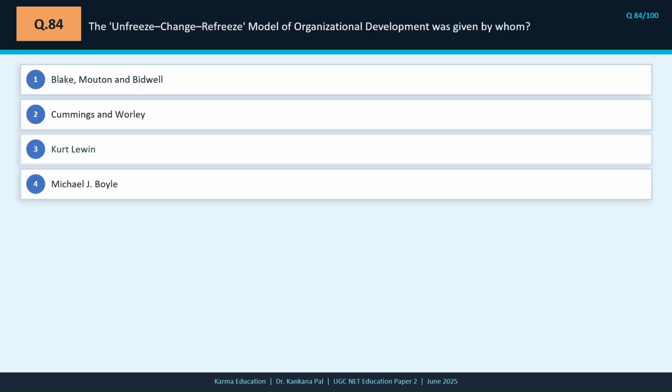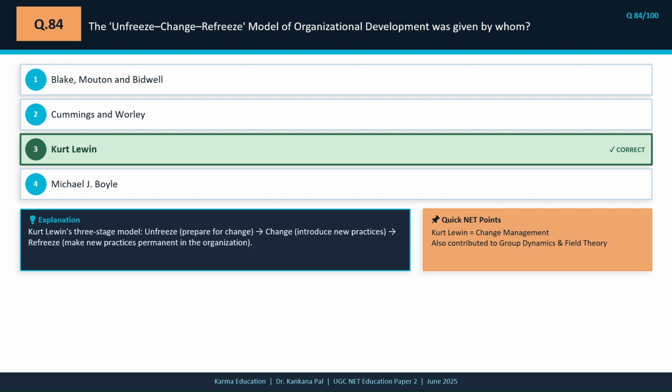Now let's move to question number 84. The unfreeze, change, refreeze model of organizational development was given by whom? Option 1, Blake, Morton and Bidwell. Option 2, Cummings and Worley. Option 3, Kurt Lewin. Option 4, Michael J. Boyle. Think about it. The correct answer is option 3, Kurt Lewin.